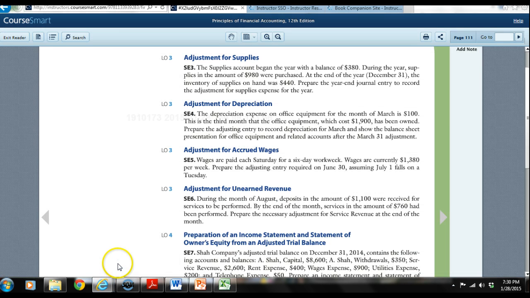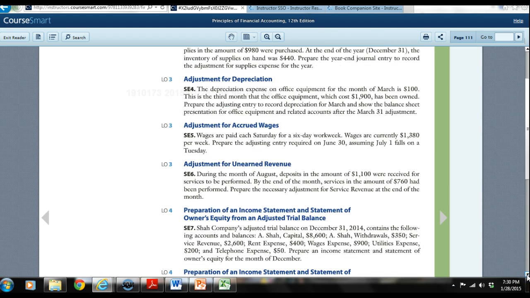Let's look at another one. SE 5, page 111. Wages are paid each Saturday for a 6-day work week. Wages are currently $1,380 per week. Prepare the adjusting entry required on June 30th, assuming July 1st falls on a Tuesday. So the work week is Monday, Tuesday, Wednesday, Thursday, Friday, Saturday, right? And we're supposed to prepare a journal entry for the wages that were incurred on June 30th.